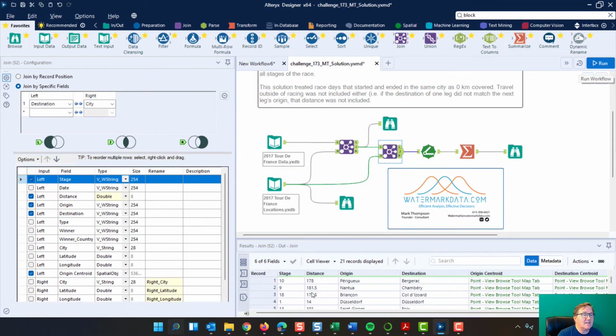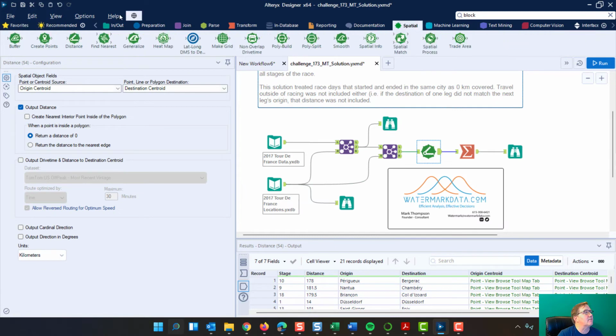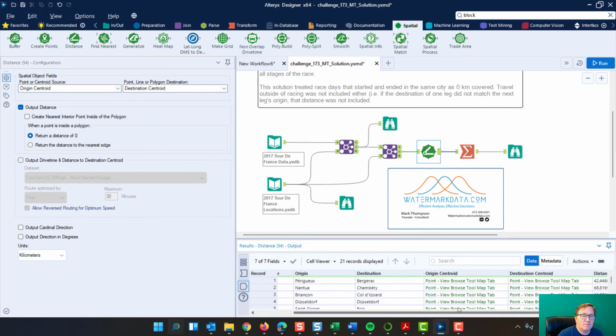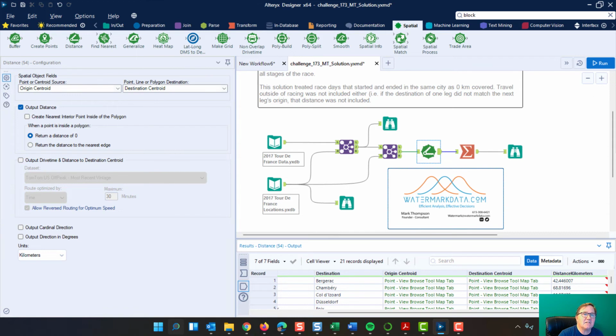And really, we've got the stage, how many miles the distance, the origin, the destination, the origin centroid, and the destination centroid. Now we're going to come up here and we're going to do a distance tool. We get that from the spatial distance. We pull that down here and we say, what's one? That's our origin centroid. And what's the second one is our destination centroid. And how do we want to do it? We want to output the distance. Okay, and we want to do the units in kilometers. Our results is down here, and you can see we've now got the distance in kilometers.